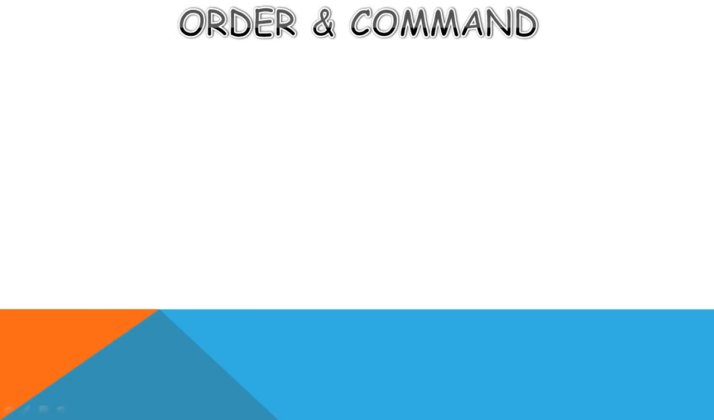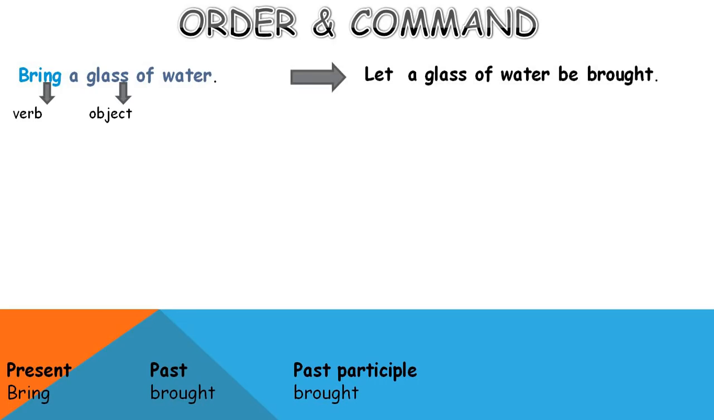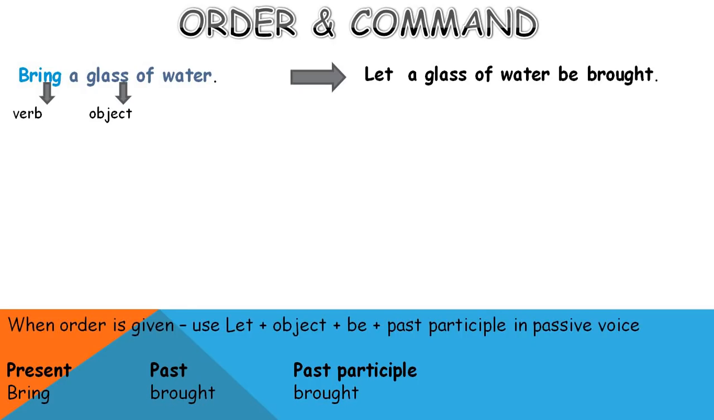Now if the active voice has an order or a command, like bring a glass of water. So if there is a sentence in active voice which is either an order or a command and it has an object in the sentence, here bring is a verb and a glass of water is an object. So if the object is specified in the active voice, in passive voice it will be let followed by the object. Here the object is a glass of water plus be plus the past participle. The past participle of bring is brought. Let a glass of water be brought.